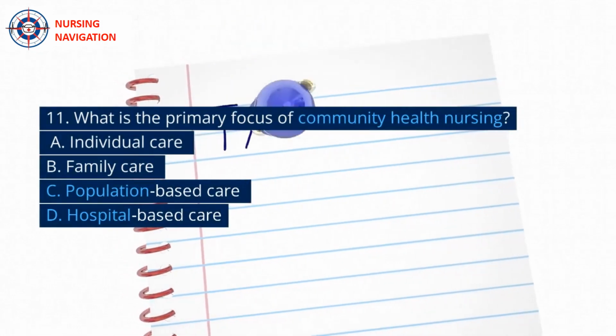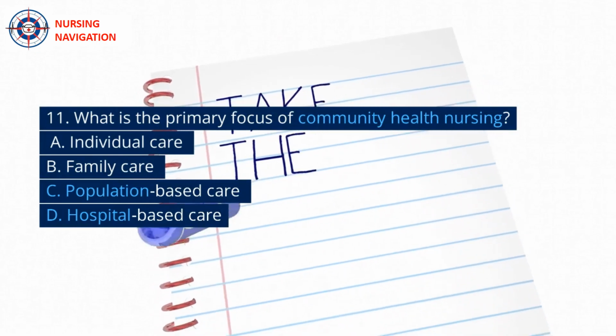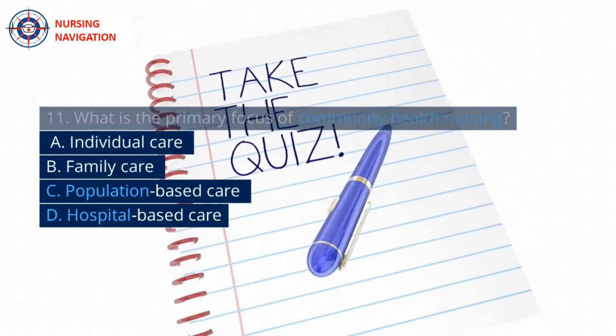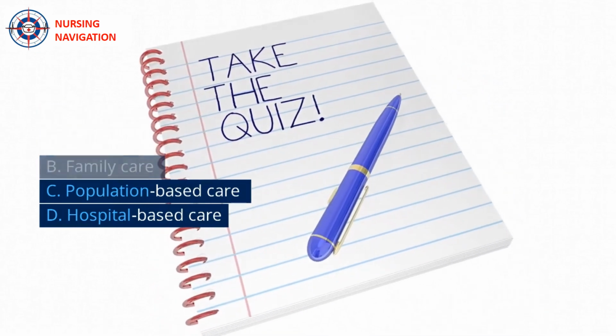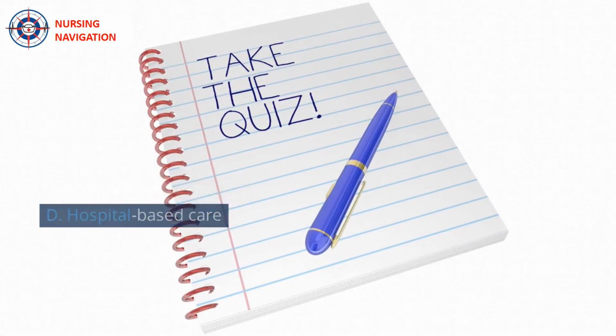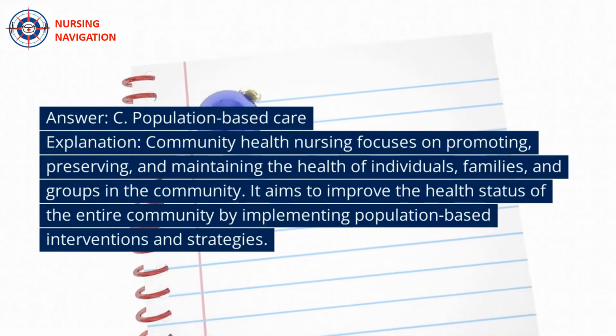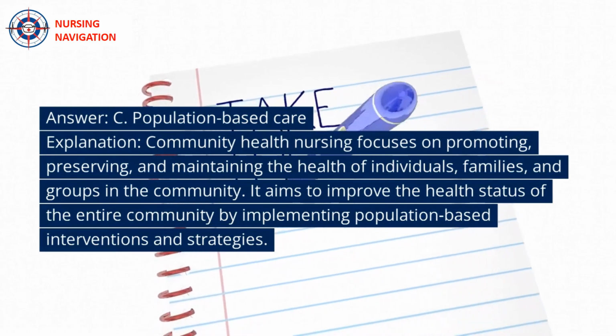11. What is the primary focus of community health nursing? A. Individual care. B. Family care. C. Population-based care. D. Hospital-based care. Answer. C. Population-based care. Explanation.